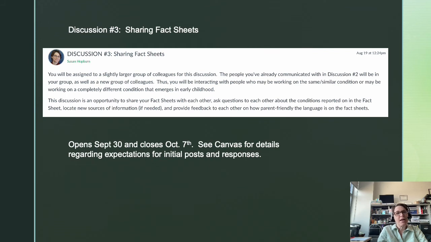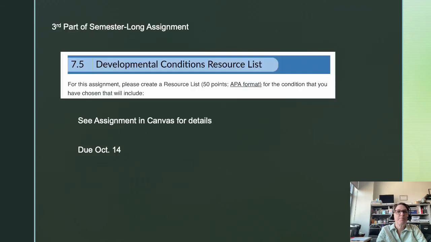That fact sheet assignment will be posted by September 30th, which then opens up our next discussion, where you are going to share your fact sheets with each other and give each other a little feedback, ask questions of each other, and basically promote more learning about these conditions. That discussion will go on until October 7th.